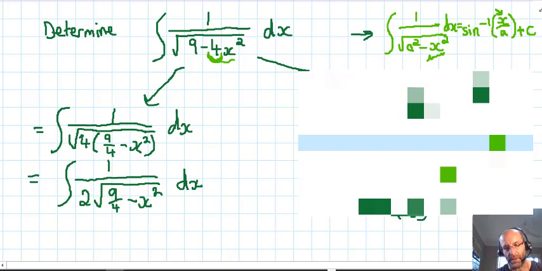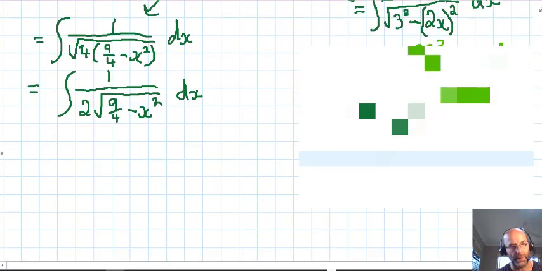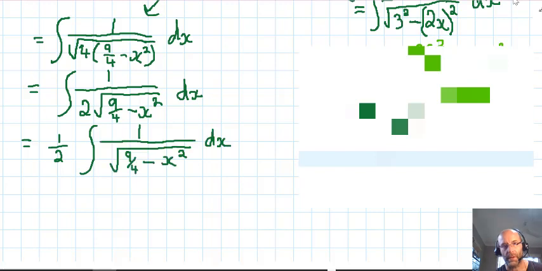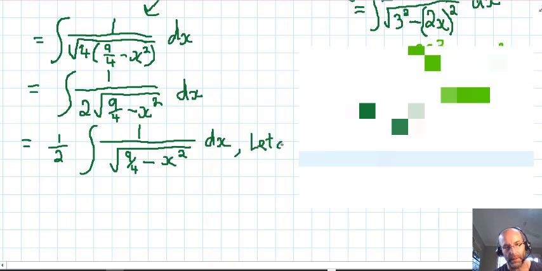We can take a factor of half outside. It's one of the earliest rules of integration that we learned. Okay, so we clearly have an a value there, so we can let a, I'll write it over here, so let a equal, so a squared would be 9 on 4, so a would be 3 over 2.